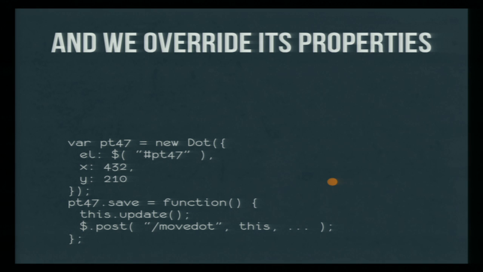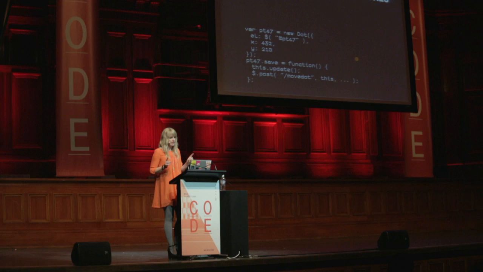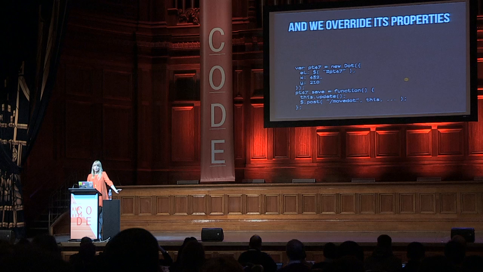And so we implement that by overriding its properties. We tell it what element it's supposed to correspond to. We set the initial coordinates. And then in this case, we'll add something extra. And probably we would actually want to add this to the prototype. But since we only have one, we want to add some sort of save function that's going to do the updating and then actually post that information back to the server so the server finds out when the user moves the dot around.